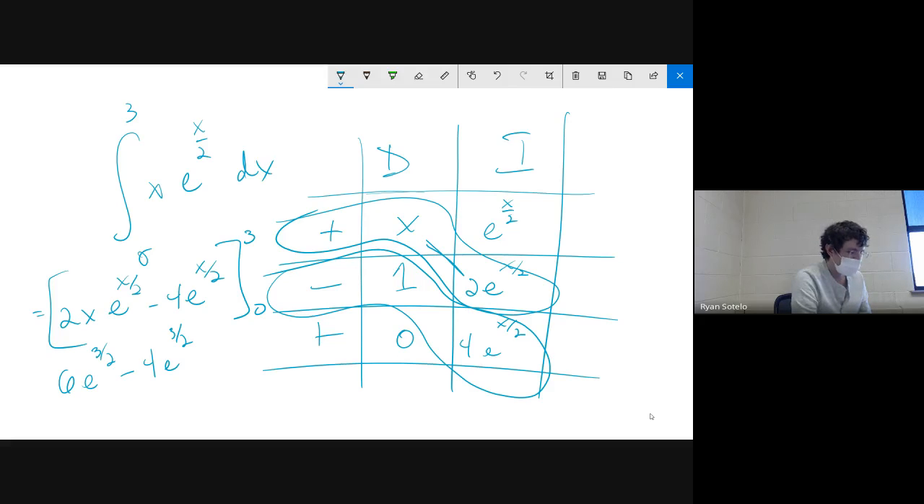When I plug in 0, the first term becomes 0, and the second term becomes 4. So I'm going to subtract negative 4, so I actually get a plus 4. 6 times this minus 4 times this makes 2 times this. And on the answer, I just factored out a 2. Otherwise, that's fine. These are the same.